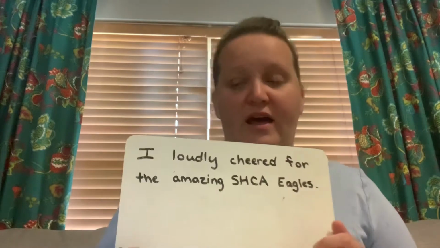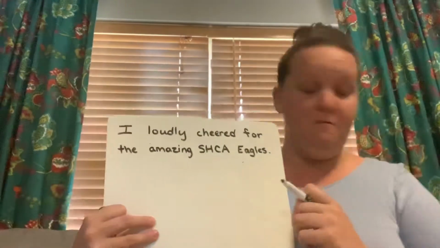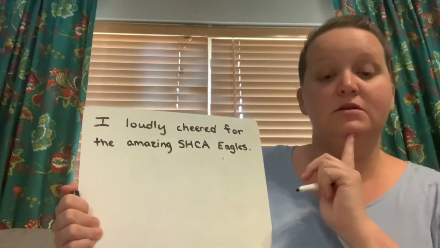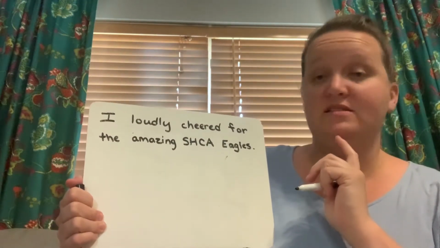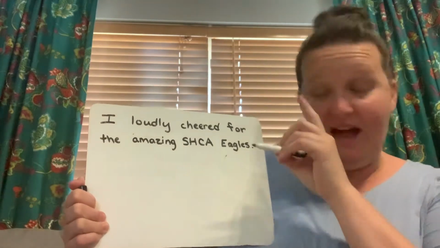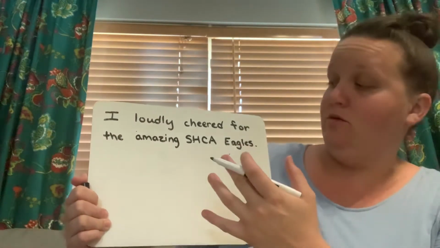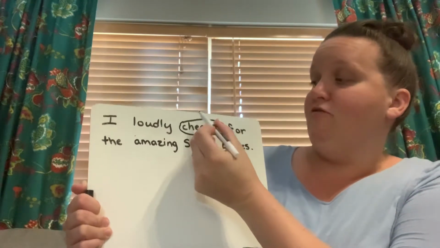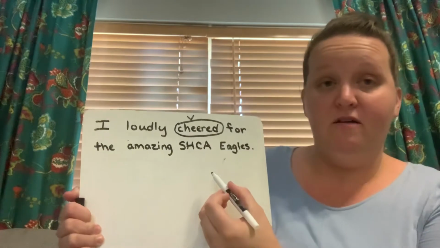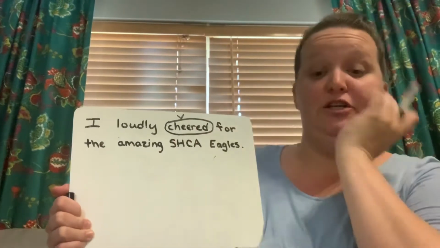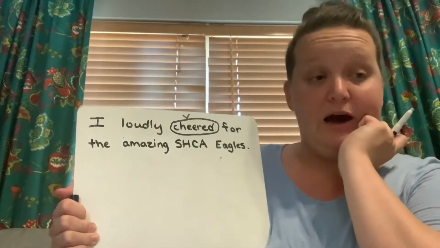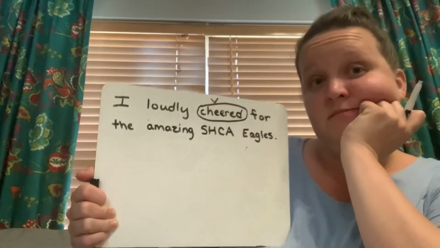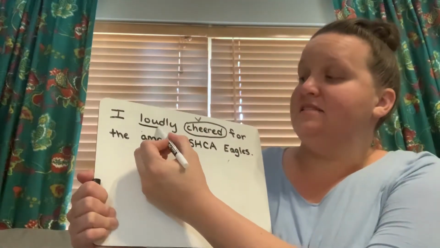what they're describing, okay? So in this one, we know that adverbs are the ones that describe the action. And so where's the action? What's happening? What did I do? I cheered. And so cheered is the verb. Put a V up there. Verb. So how did I cheer? Because remember, adverbs answer how, when, and where. How did I cheer? Loudly. That is my adverb.